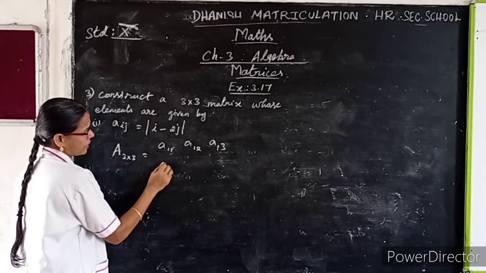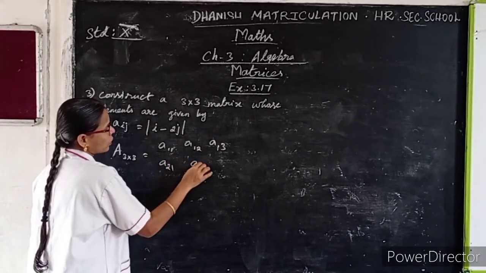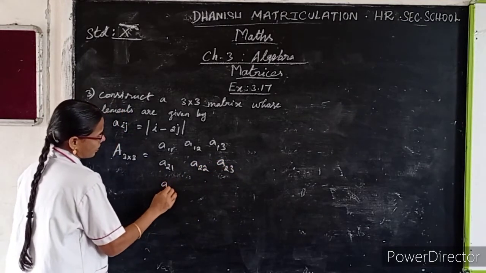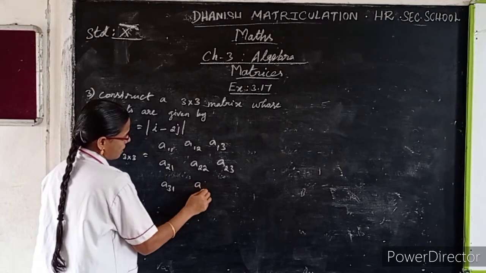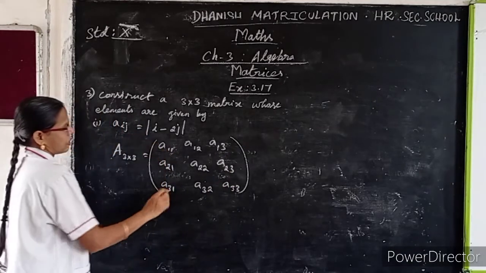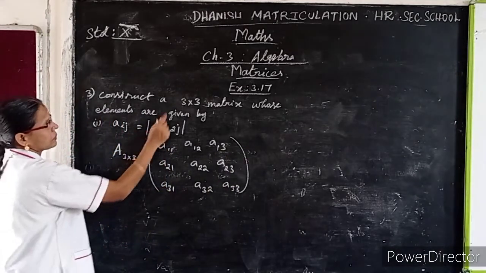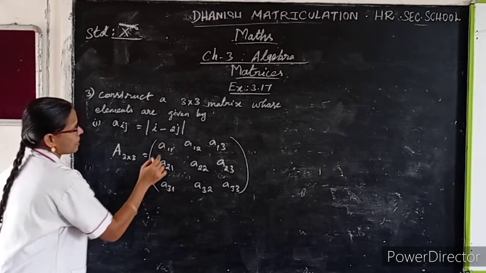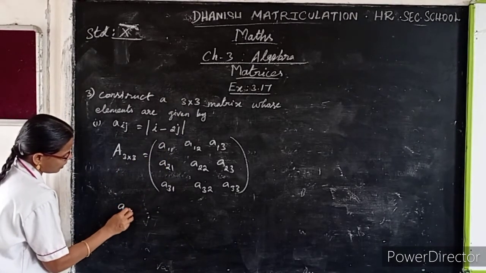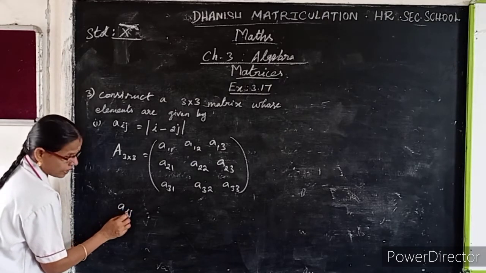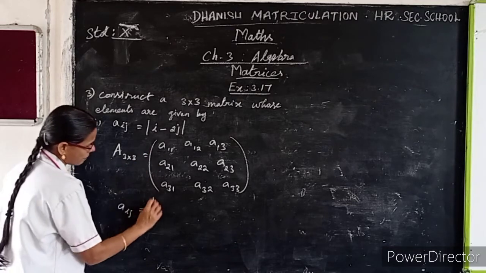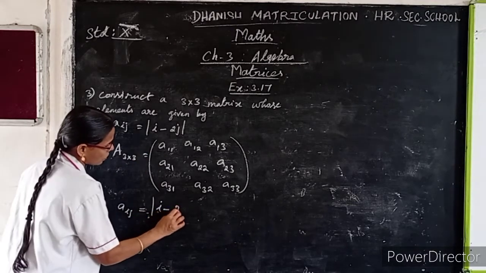3 rows, 3 columns. Second row A21, A22, A23. Third row A31, A32, A33. This is a 3 by 3 matrix. So first, write the general form Aij. i denotes rows, j denotes columns. Here it is modulus of i minus 2j.